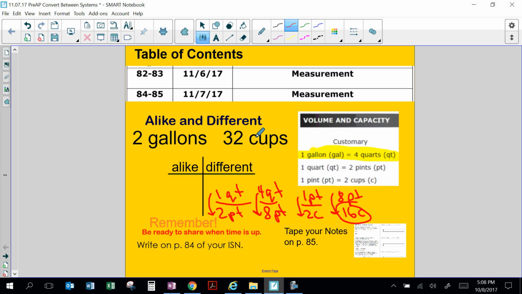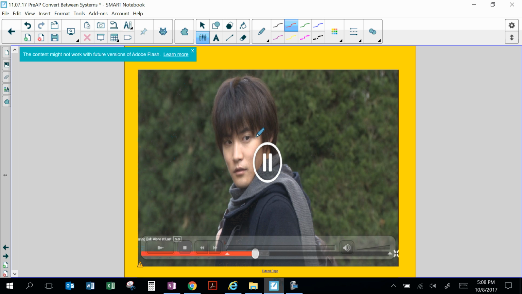So if you have a gallon of milk, you can serve 16 servings of cups. If you look on the nutrition label, you'll actually see that. So this is a video from Japan.